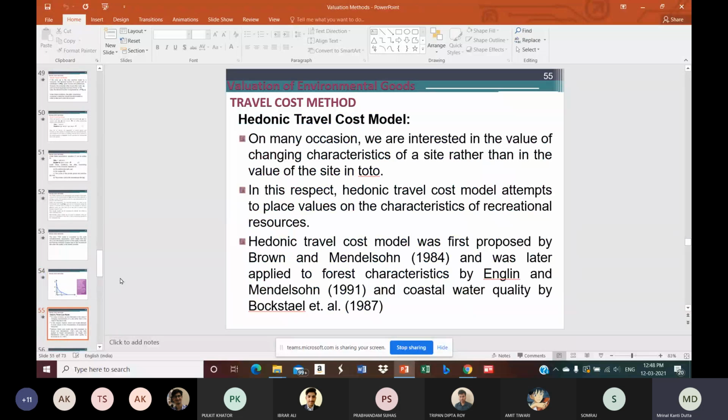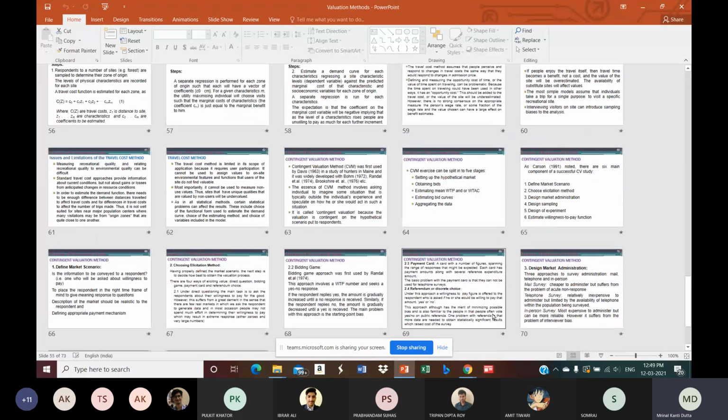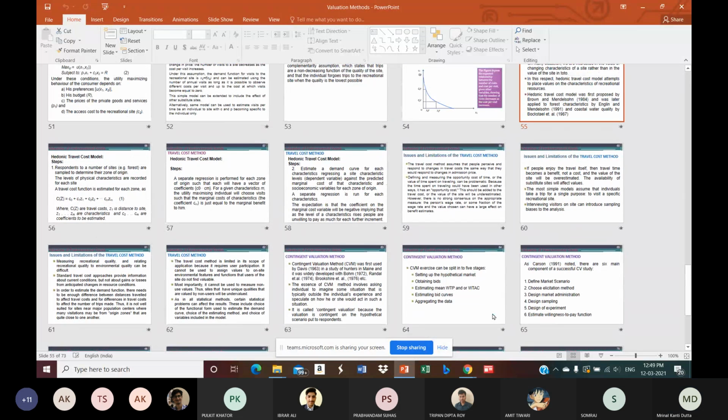So another thing is the hedonic travel cost method. That I'll not discuss in detail. That's not required as well. These are available out there, of course, and you can have a look into this. It's not that you have to go through all those things in detail.